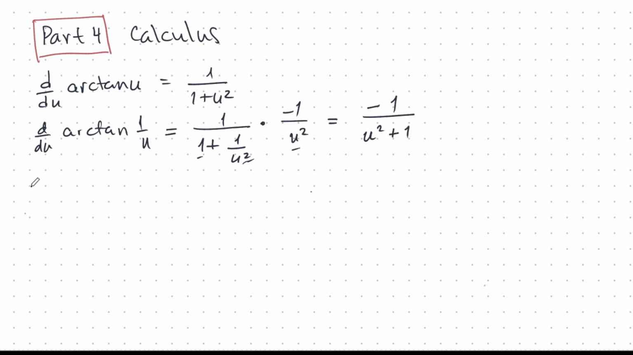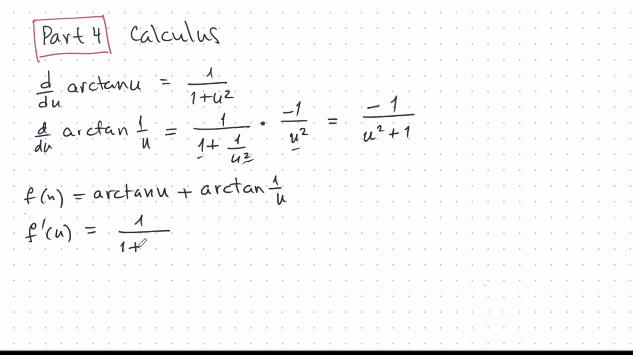It's really freaky how this works out. Okay, so our function is, if you remember, arctan u plus arctan 1 over u. We've written it down so many times. So this is our function, and we want to find the derivative of this. That's 1 over 1 plus u squared minus 1 over u squared plus 1, and that's 0. So lo and behold, the derivative is 0 everywhere.